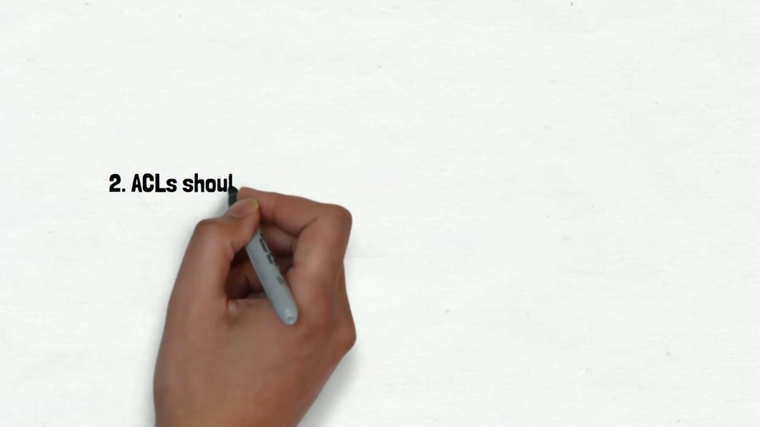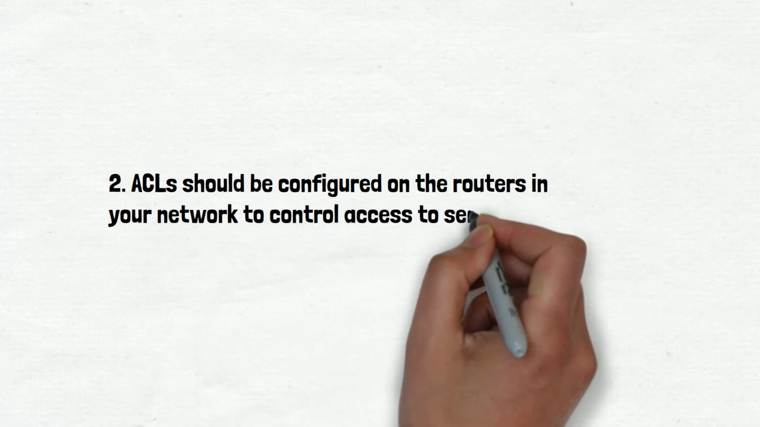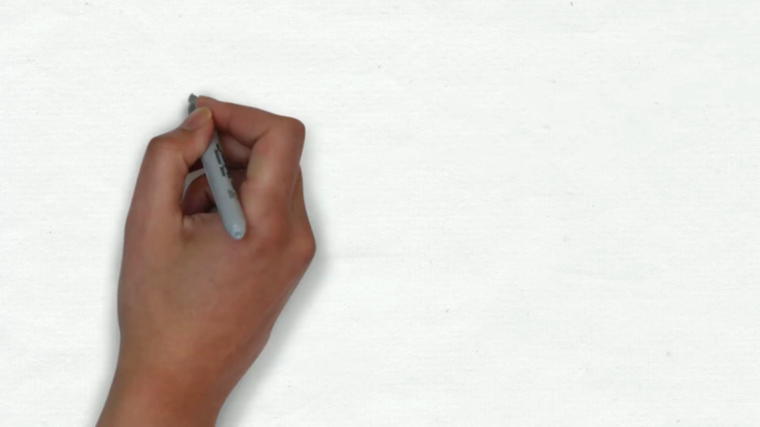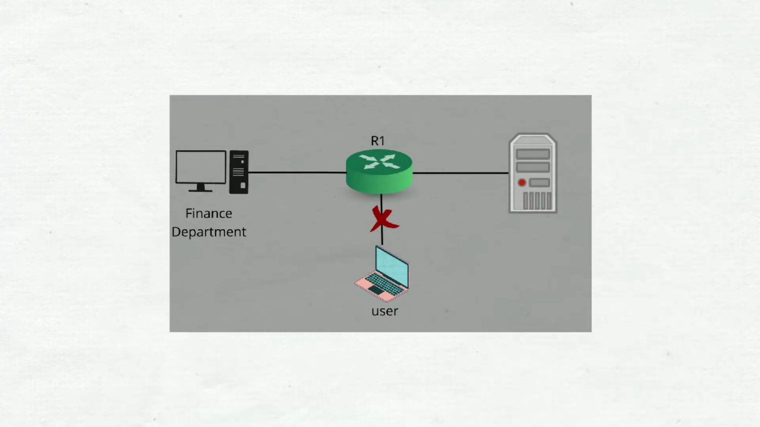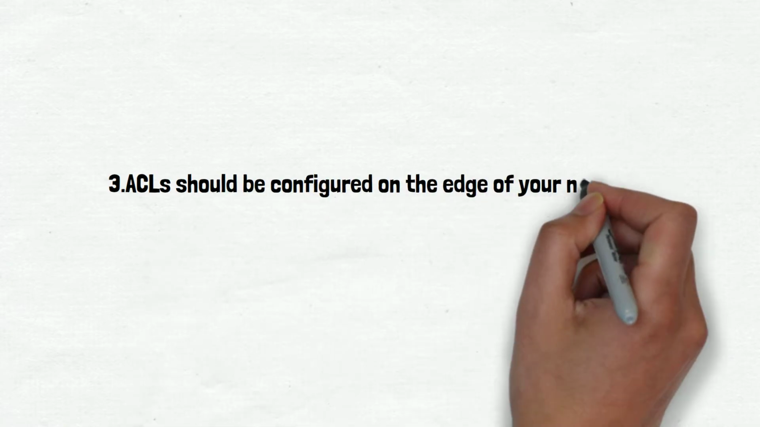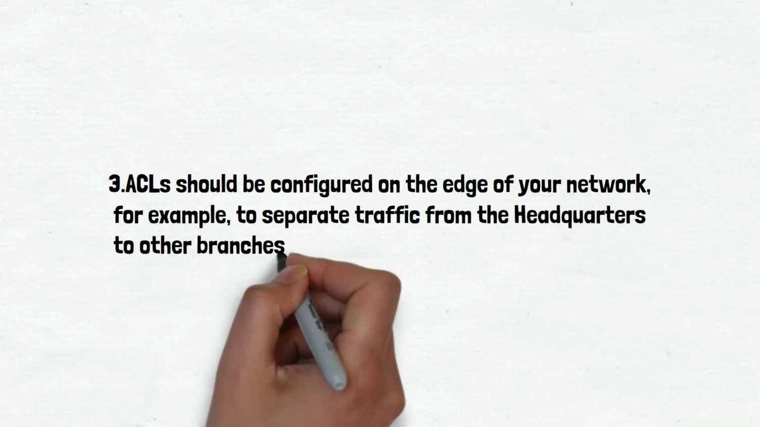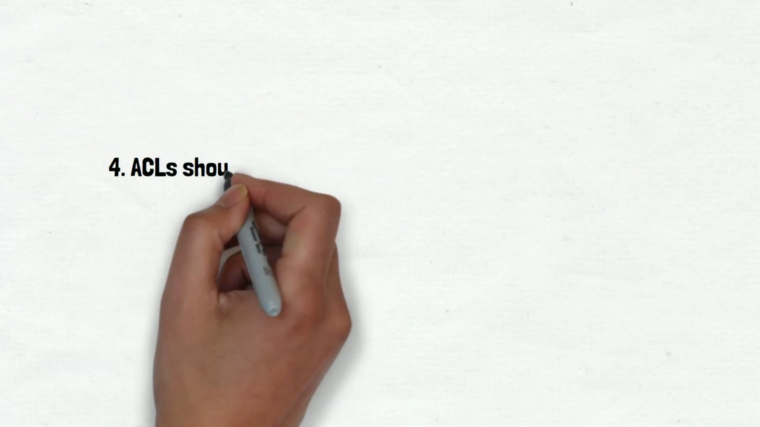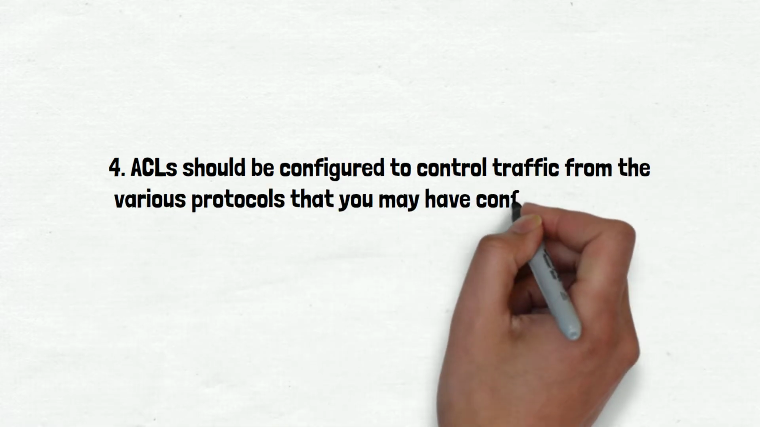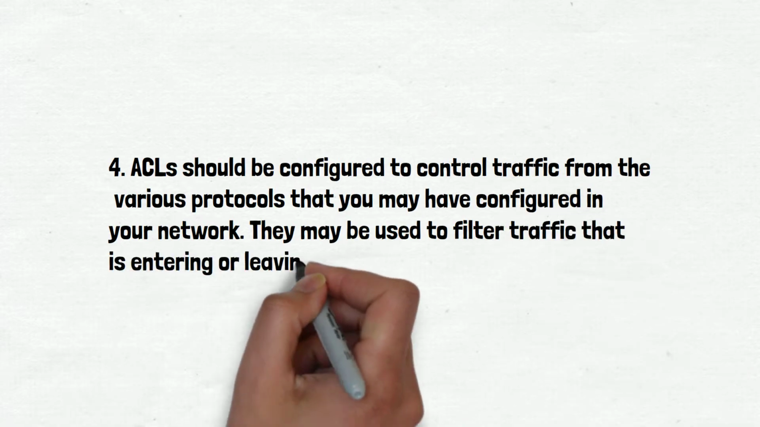2. ACLs should be configured on the routers in your network to control access to sensitive information in a particular subnet. For example, an ACL may be configured to allow authorized access to the finance department network. 3. ACLs should be configured on the edge of your network, for example, to separate traffic from the headquarters to other branches. 4. ACLs should be configured to control traffic from the various protocols that you may have configured in your network. They may be used to filter traffic that is entering or leaving the router.